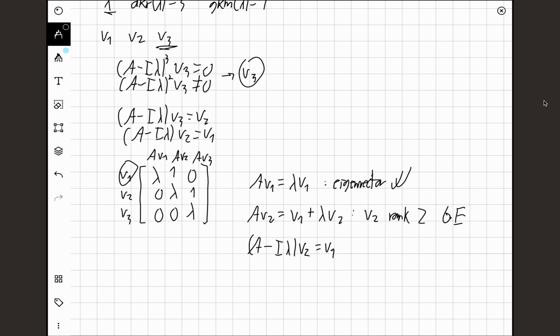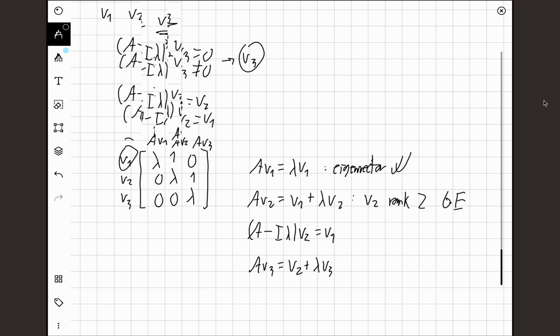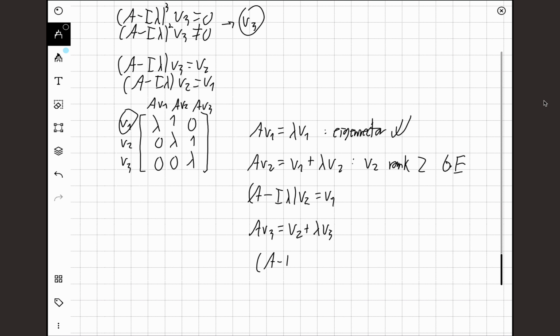And now if we look at where our matrix sends v3, v3 gets sent to this vector over here. So A v3 equals v2 plus lambda v3. And again, by rearranging this, we see that (A minus lambda I) v3 equals v2. So v3 is, again, a generalized eigenvector of rank 3, where v2 then gets sent to v1 after applying this again. So this makes great sense.